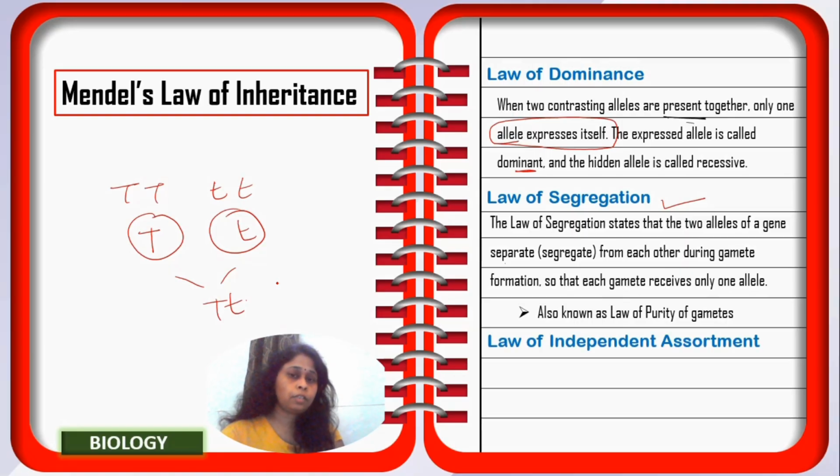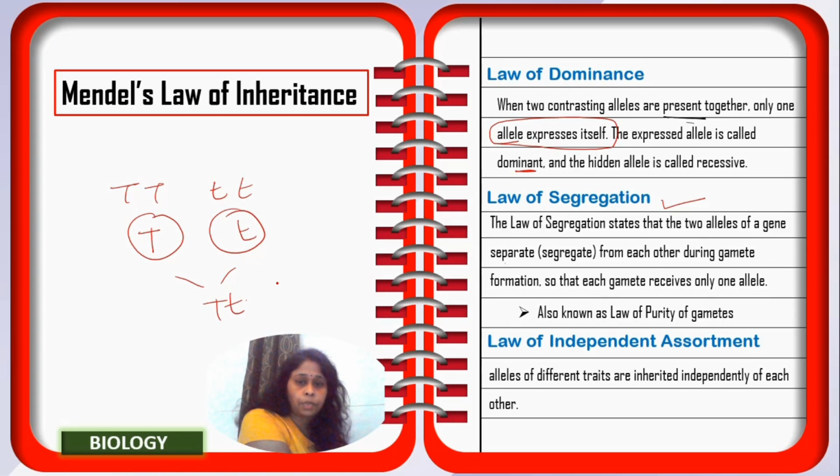If you take an example of these two, the law of dominance and the law of segregation, the monohybrid cross is the best example. Whereas, what is the law of independent assortment? In the law of independent assortment, the alleles of different traits are inherited independently of each other. That is an example of dihybrid cross. In dihybrid cross, the traits are independently inherited, as you have seen earlier, right? The round yellow and wrinkled green, so they are inherited independently of each other.